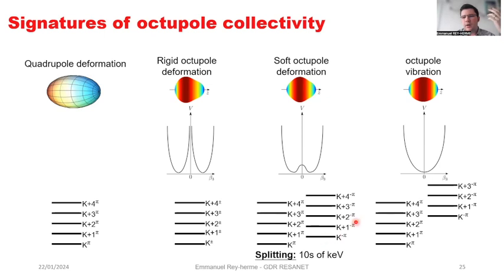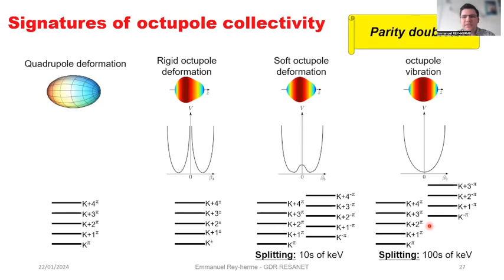And then one can consider the case of octupole vibration, where the minima is now for 0 deformation, but vibration around this 0 deformation are allowed. This means that the ground state does not have octupole deformation anymore, but excited states incorporate a part of octupole behavior. And in this case, you will have the same structure, but the energy splitting will increase, and typically it will be of a few hundreds of keV. And here we have a first signature in level scheme of octupole deformation, which is the presence of parity-doublets.